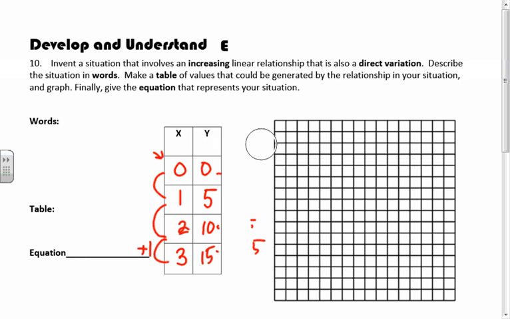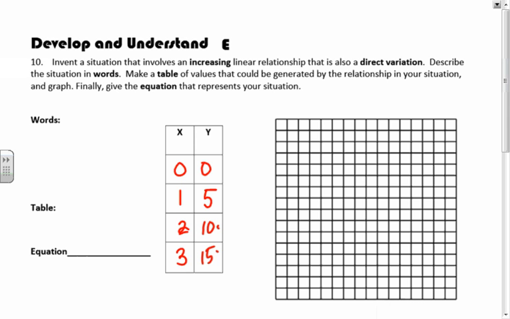And what I'm thinking is, if I'm going to the store and some item costs $5, if I buy 2 items, it would cost $10. If I buy 3 items, it costs $15. So that's my situation, and I'm going to write that here.